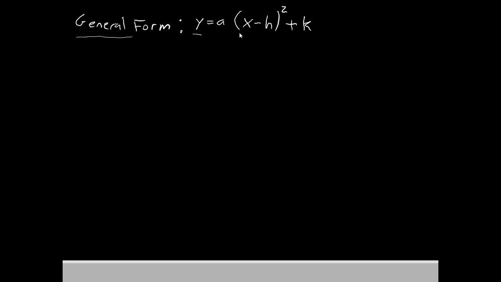The x and the y are the same letters as what you're used to, but the a, the h, and the k, here, here, and here, are all going to be replaced with numbers, and I want to briefly go over what they all mean. The a is called the vertical stretch. Now, what a does is modify how steep the parabola is. If the number is bigger, that makes the parabola more steep, and if the number is smaller, that makes the parabola wider.